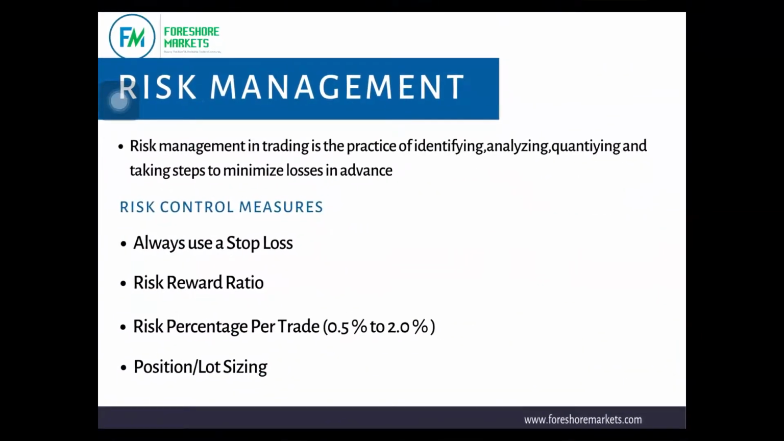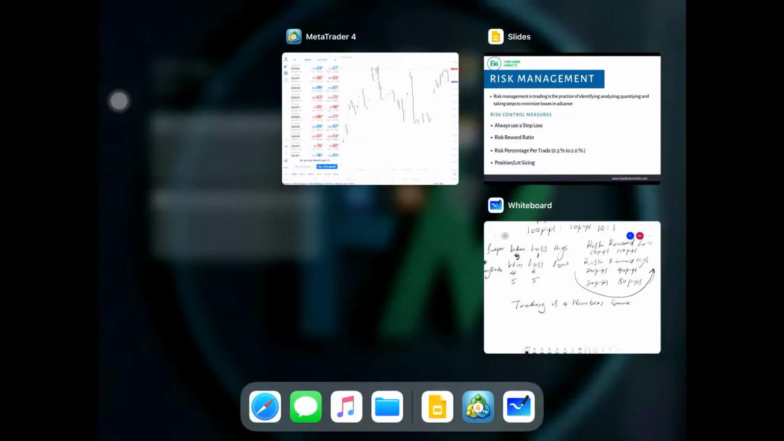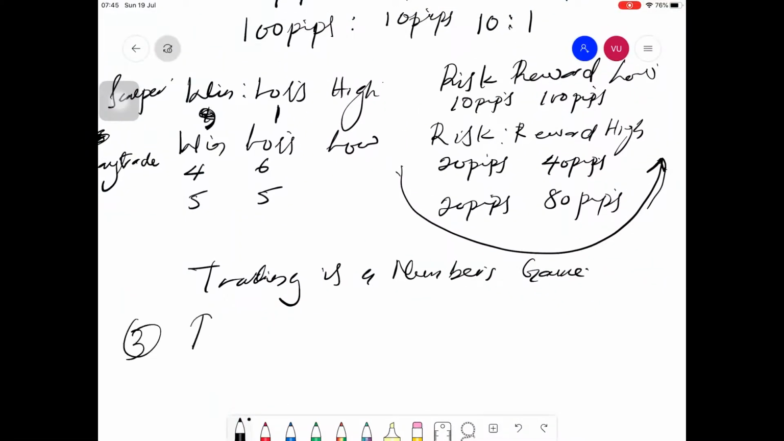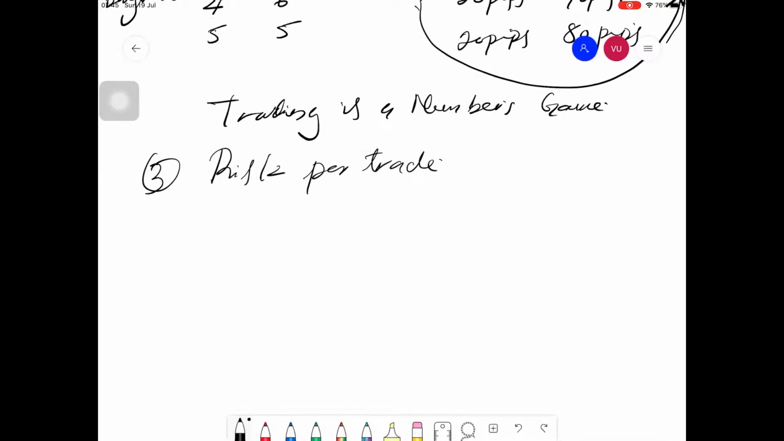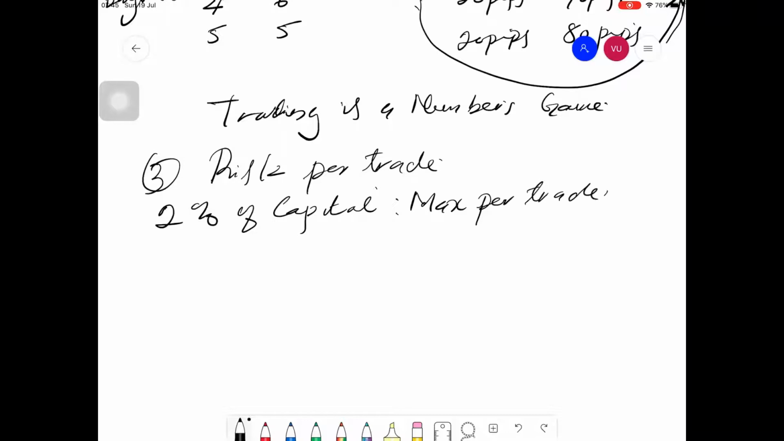Okay, now we have risk percentage per trade. Three, risk per trade. Now I said yesterday that we were all taught that 2% of our capital should be our maximum risk per trade. You can take 10 trades, you can take 20 trades in a day, but let each of those trade risk or stop loss not be more than 2%. That's the whole idea.